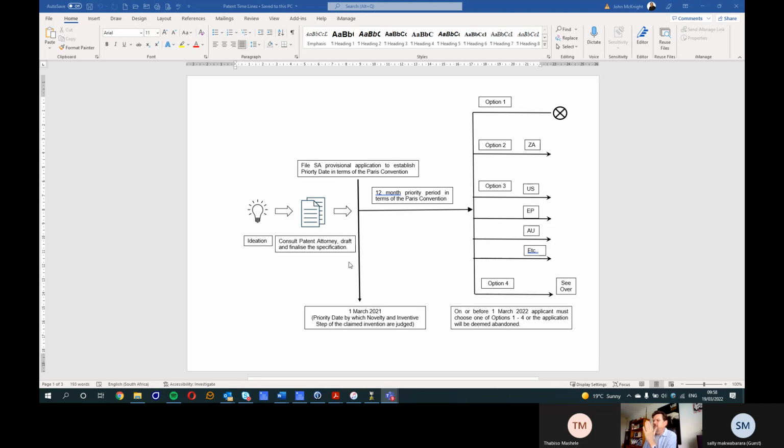Okay, cool. So we filed our patent application. Yay. We've got a priority date. Yay. Okay, now what? So now there's a 12-month priority period in terms of the Paris Convention. Okay, from there, so on or before the 1st of March, 2022, you then have to choose one of these 3 options, or the application just dies, okay? Just withers on the vine. So what do you do in this 12-month period?